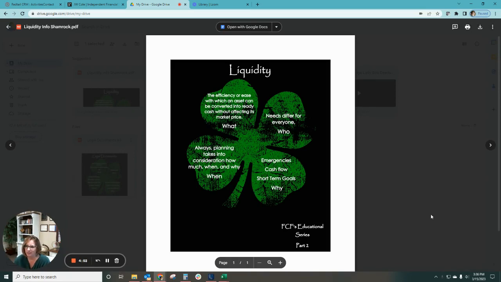Today we're going to be talking about liquidity, which may seem like a timely conversation at this point. What is liquidity? It's the efficiency or ease with which an asset can be converted into ready cash without affecting its market price. So what does that mean? You go to the bank, you ask for cash, they give you the cash because there's no conversion.